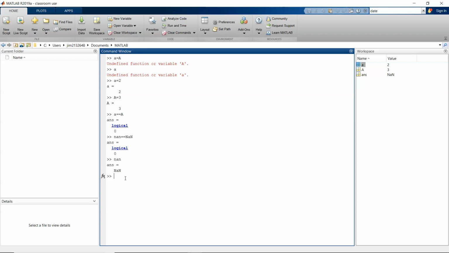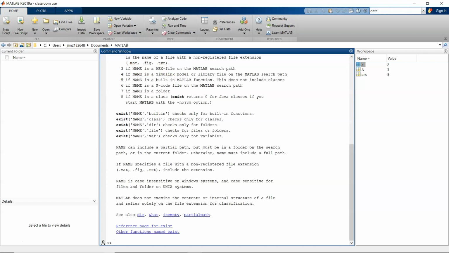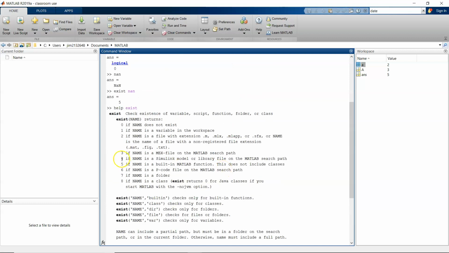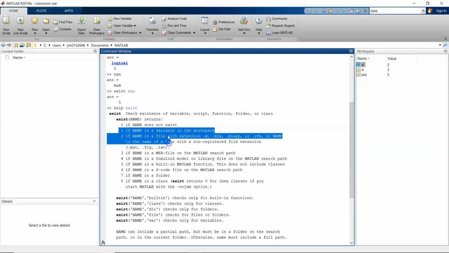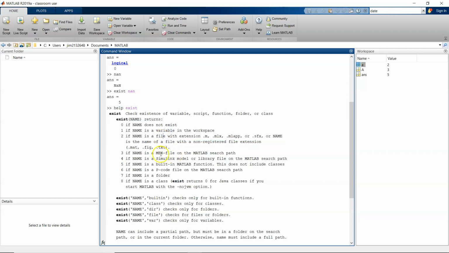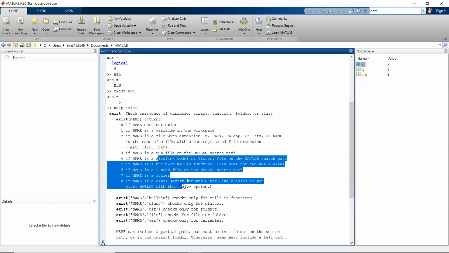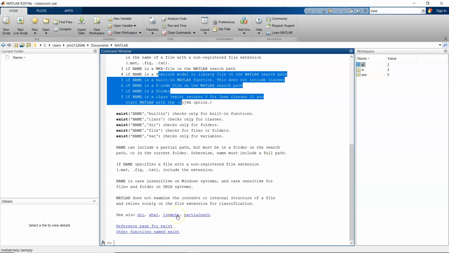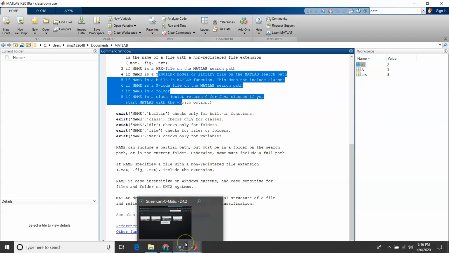Okay, we've already encountered the word exist, E-X-I-S-T. Exist, not a number. That means it's a system variable. If you want to find out what they all mean, just help exist. You're looking for zeros, and this tells you what type of name it is. It's a variable in the workspace. It's a file name, et cetera, et cetera. All the other stuff it can be, which we don't care about.